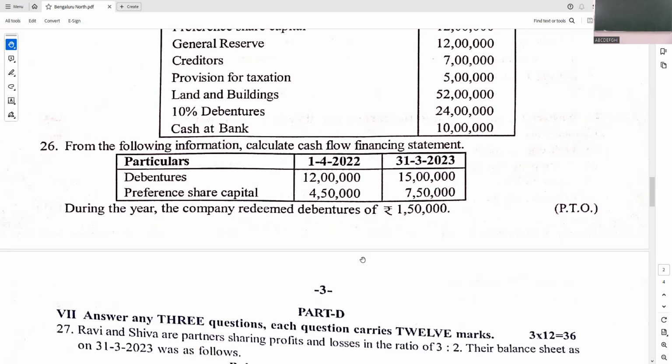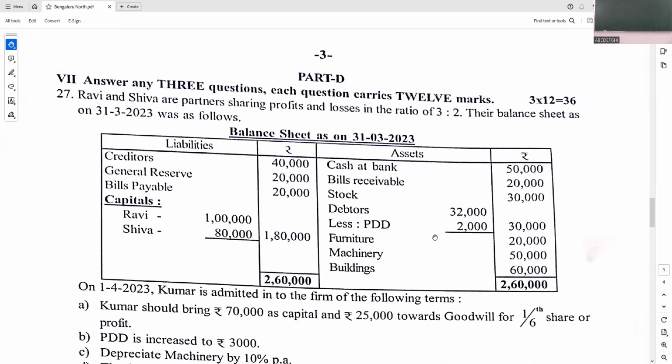First it will be from 12, it has gone to 15. But they have redeemed 1,15,000, right? So 10,50,000. So 4,50,000 will be outflow. No, 4,50,000 will be inflow. 1,50,000 will be outflow. Okay. Then preference share capital, 3 lakhs we have raised. So 3 plus 4.5, 7.5 minus somewhere 6 lakhs will be there. Maybe just check.